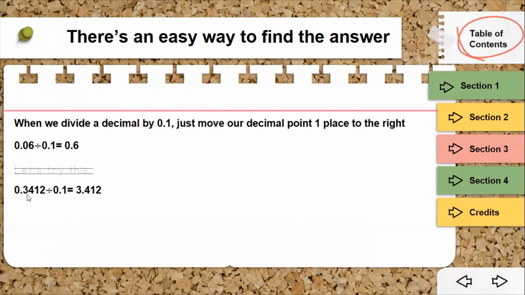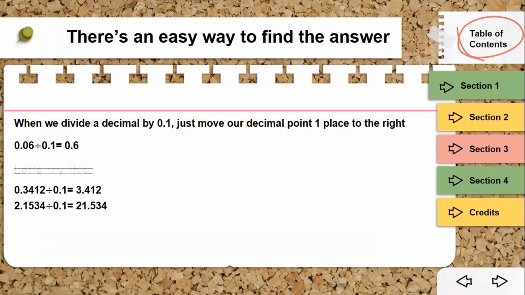We have 3,412 10,000ths. And if we're going to divide it by 1/10, the rule tells us that if we divide a decimal by 1/10, just move our decimal point one place to the right. So for this one, since we divide by 1/10, all we have to do is just move our decimal point one place to the right, going here. So for our final answer, we have 3 and 412 thousandths.